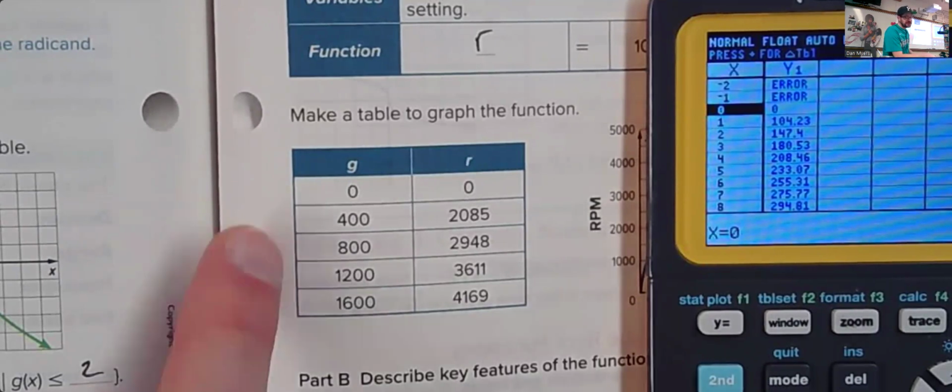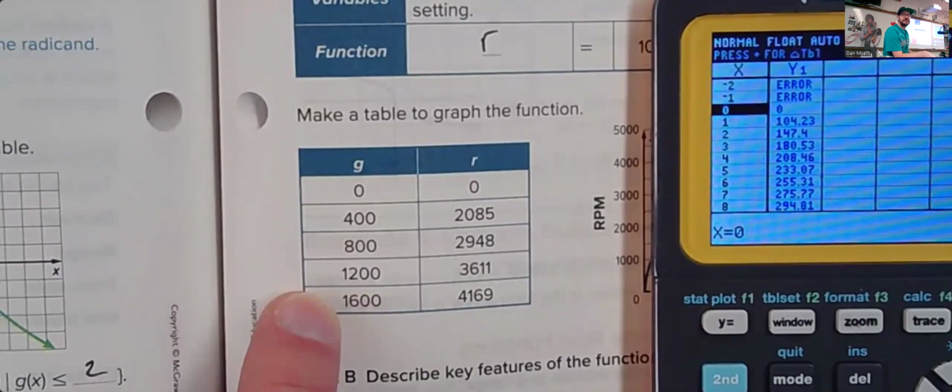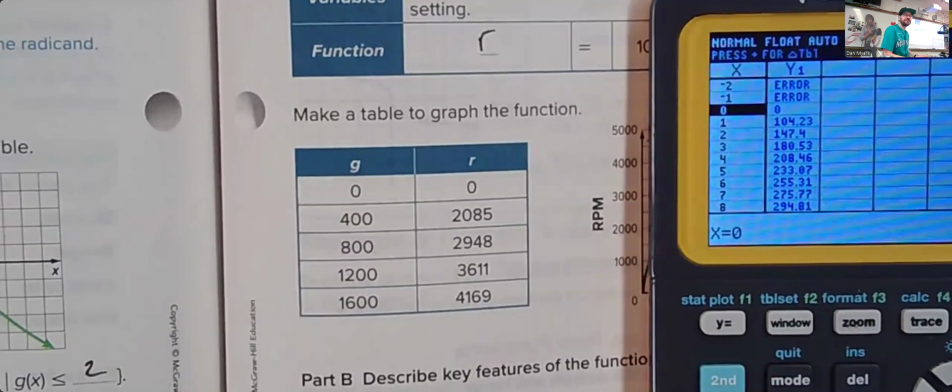I mean, why would you think to go from 0 to 400 to 800 to 1200 to 1600, in terms of our X values, instead of 1, 2, 3, 4, 5? Any thoughts?